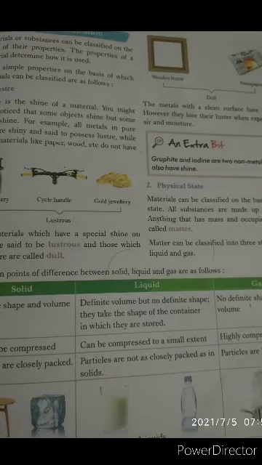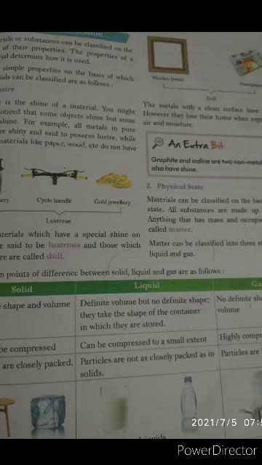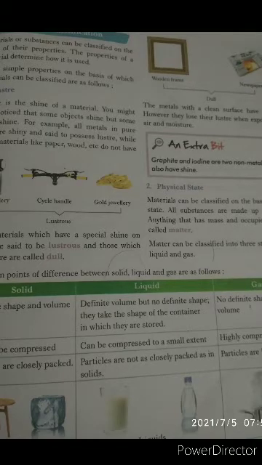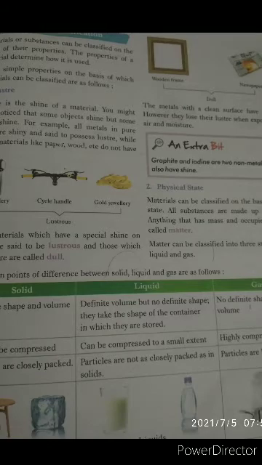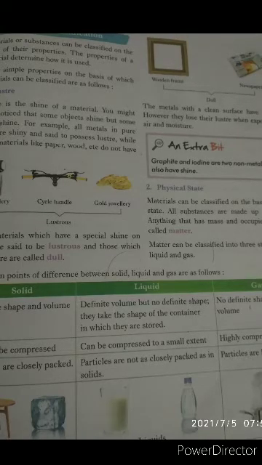Wherever we put it, the area's shape it will adapt. If we pour it on the floor, it will spread everywhere. If we pour it in a bucket, that shape will come. If we pour it in a glass, that shape will come. Like that, it will change its shape. Next, gas has no definite shape and no definite volume. Volume also increases and decreases, and shape also will always change in gas.